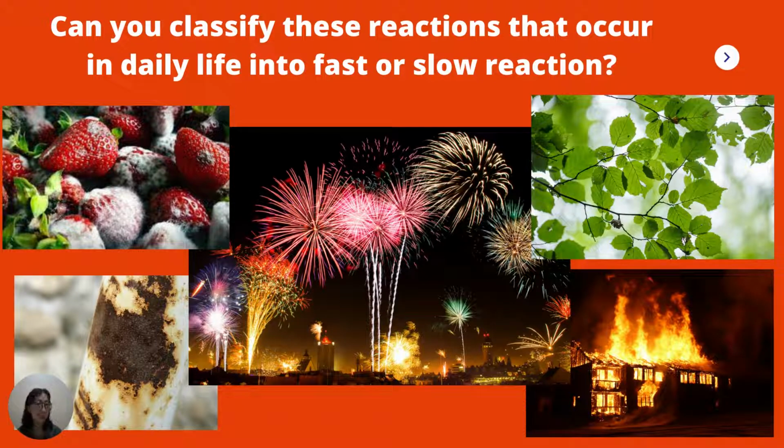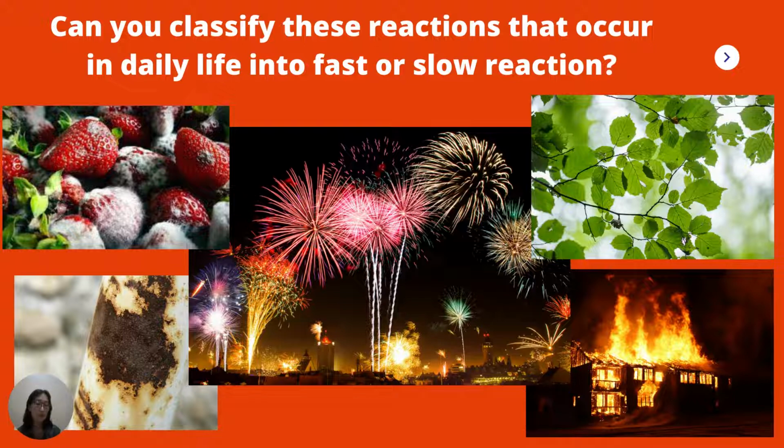There are many reactions that happen in our daily life. There are some examples here. Can you classify these reactions that occur in daily life into fast or slow reactions? For you to do this, you should understand the meaning of fast or slow reaction. Fast reaction refers to any reaction that can happen in a very short duration, maybe several minutes or seconds. Whereas slow reaction takes a longer time, maybe several days, weeks, or years to happen.